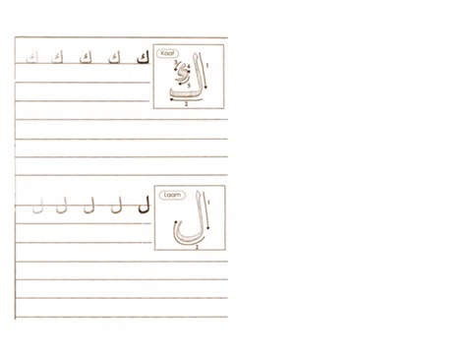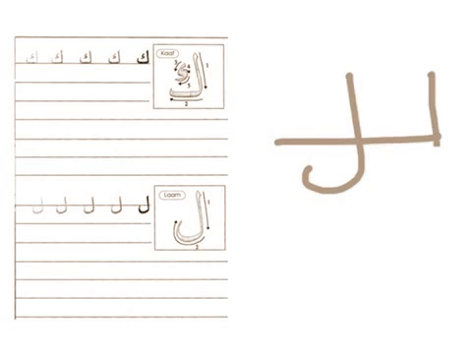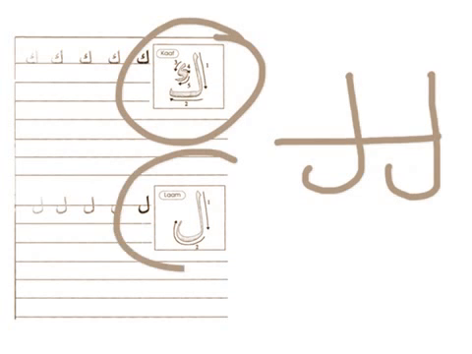Now let's try the letter lam. The lam starts above the line, goes down, and curves up. The letter lam. Now finish the page by writing the letters kaf and lam. Make sure that you pronounce the letter as you write it.